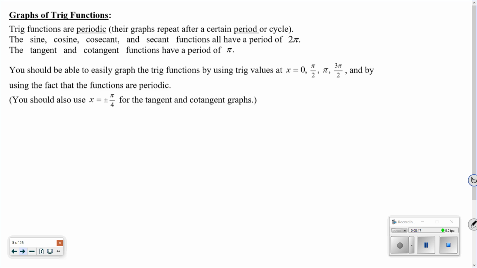The easiest way to graph these, and you guys are already familiar with the graphs, so I'm not going to go into too much detail, but the easiest way to graph them, especially with sine, cosine, cosecant, and secant, is just to use the points 0, pi over 2, pi, 3 pi over 2, and 2 pi. And then knowing that they're periodic, we can graph the rest of it from there. So that's mainly what we're going to focus on. We're just going to do a really light sketch of it, and then we're going to do transformations. When you're doing tangent and cotangent, we'll actually use pi over 4 and negative pi over 4, because that will be helpful to us. Okay, so let's get started.